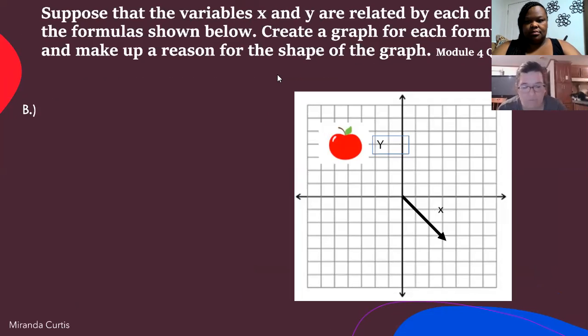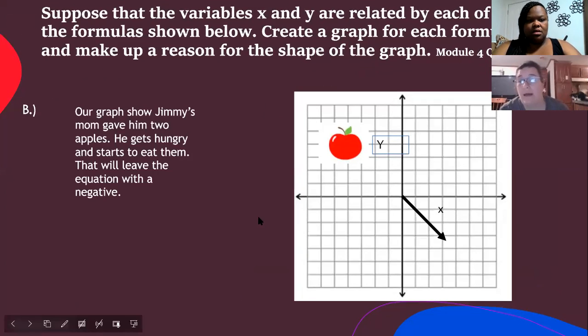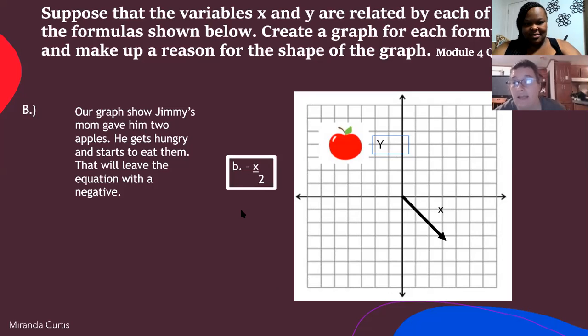Okay, so we have y equals negative x over 2. Can somebody click one more time for me? Okay, so Jimmy's mama gave him 2 apples. That boy got hungry because he was walking and he decided he couldn't wait. So our apple right here beside the y, it's going to go down because it's a negative. Because he ate the 2 apples, our arrow is going to point down into the x. It's not going to go up into the y because it's not a plus.